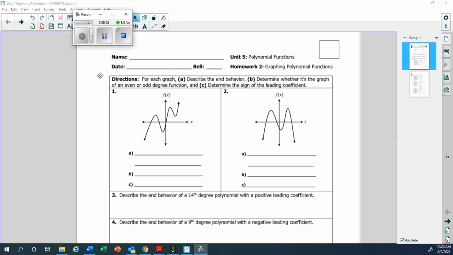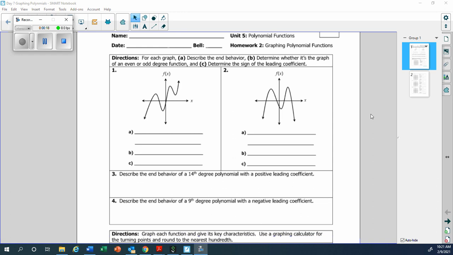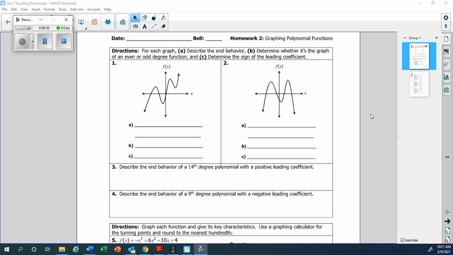All right, guys, I'm gonna quickly go through this to make sure you understand the homework for day 6, or the classwork day 6. We went over most of it together, but I just want to make sure you understand what this graph is talking about, okay? So the first thing is, for each graph A, describe the end behavior, right? That's what we're doing, end behavior for A.